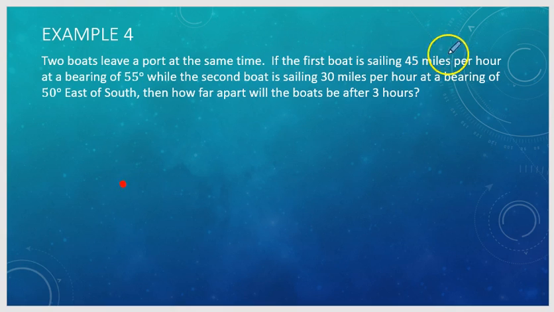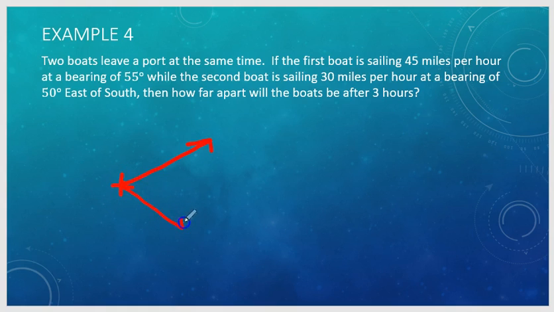The first boat is sailing 45 miles per hour at a bearing of 55 degrees. So remember, if you're thinking about the compass on the last slide, if we start from north and we're rotating clockwise, 55 degrees should be doing something like this. Then we have a second boat leaving from that starting position, and he's traveling at a bearing of 50 degrees east of south. So it may help to even have a little X and Y axis drawn here. South would be pointing straight down, and they're telling me to go 50 degrees east of that.